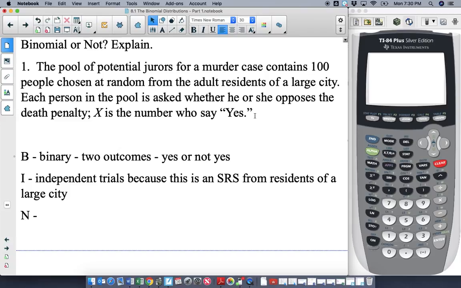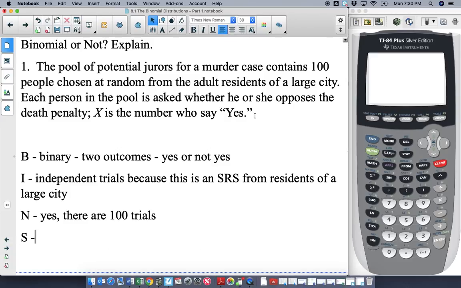N, is there a fixed number of trials? Yes, there were 100 people chosen at random, and they're going to ask every person whether they say yes, they oppose the death penalty, or other than yes. So, yes, there are 100 trials. Not trails, trials.